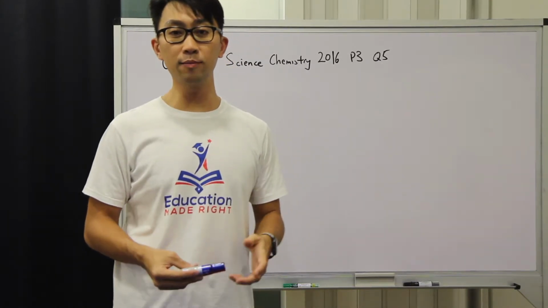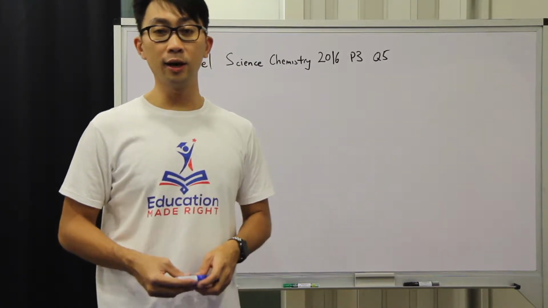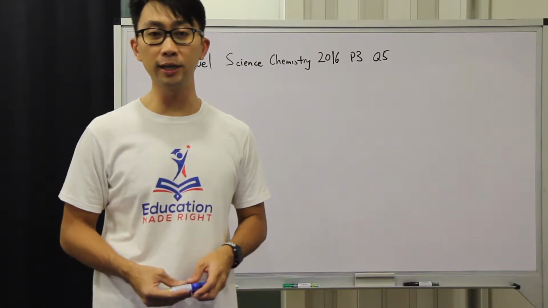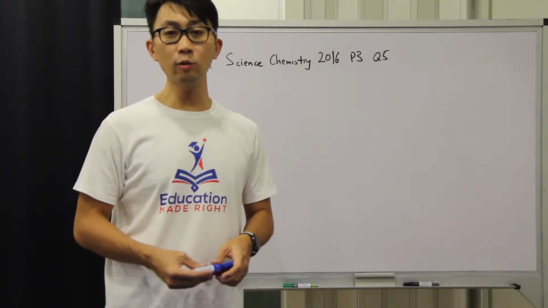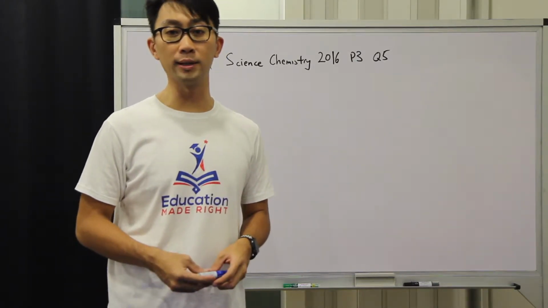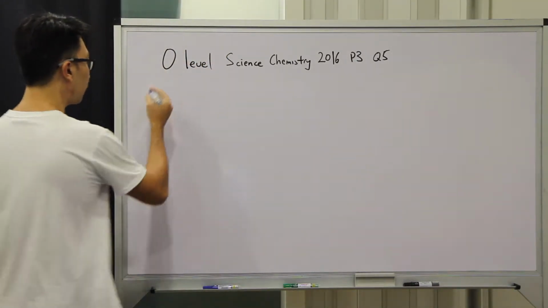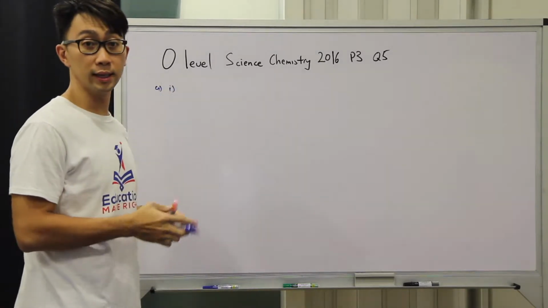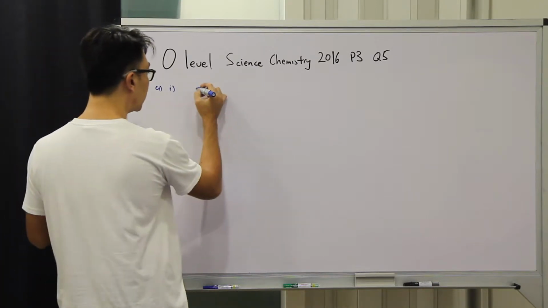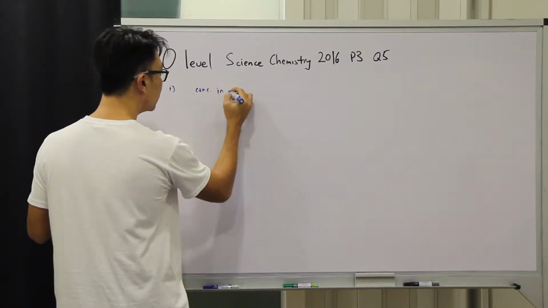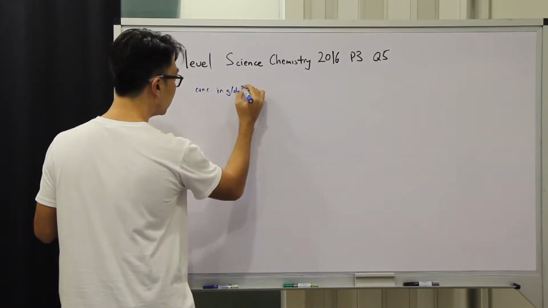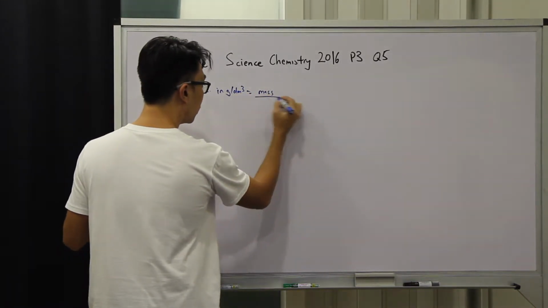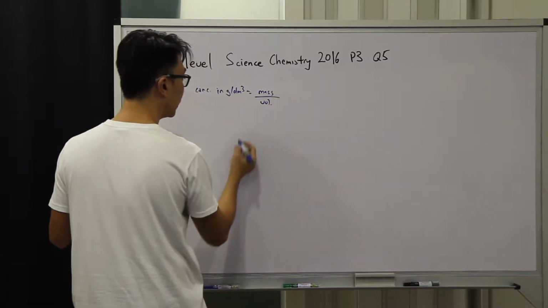Acid J has a relative molecular mass of 98. A 200 cm3 aqueous sample contains 196 grams of J. So for part 1, calculate the concentration of J in gram per dm cube. Alright, so for part A1, let's recall the formula of concentration in grams per dm cube. That will be the mass over the volume in dm cube.